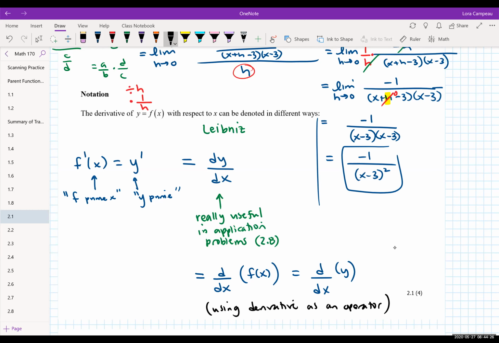Kind of like using the derivative as an operator, like what you would do to both sides. So we may see that a little bit later, but more so in the next, maybe Calc 2, a bit more.